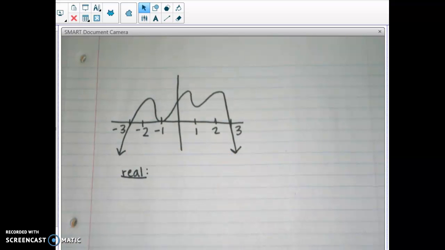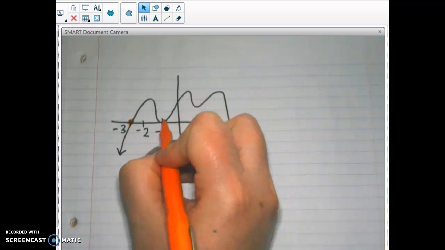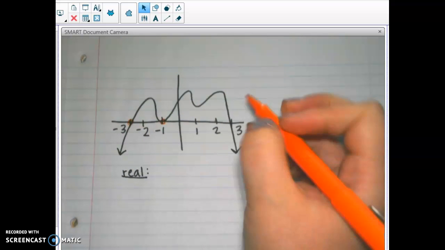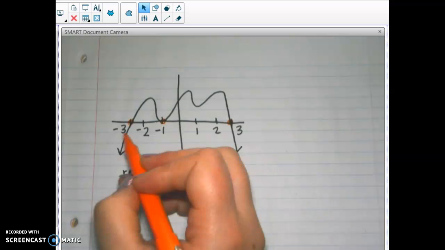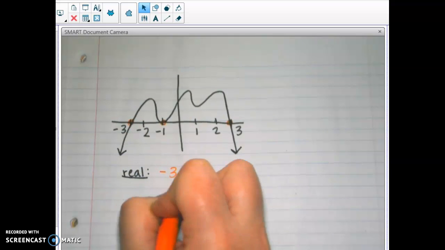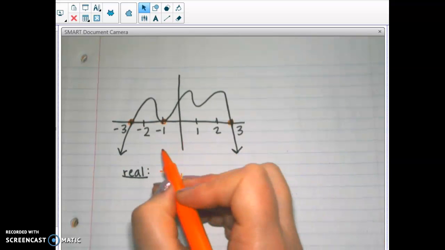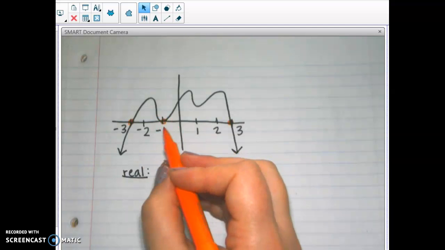So I'm going to look at my x-intercepts. So I have an x-intercept here at -3. I have an x-intercept at -1. And I have another x-intercept at +3. Because at -3 it's going through straight, that's only going to count once. But look at the shape that it's making where it's crossing at -1. It's not even crossing the x-axis.